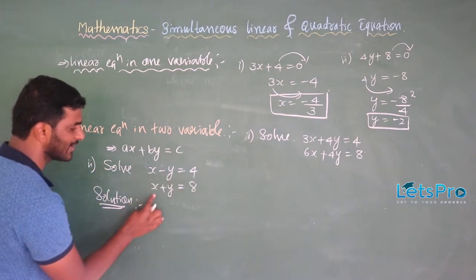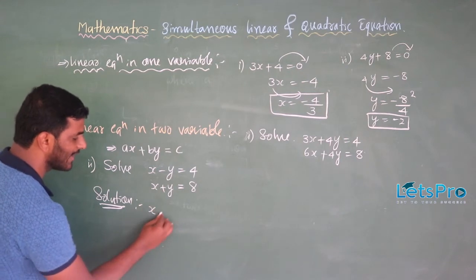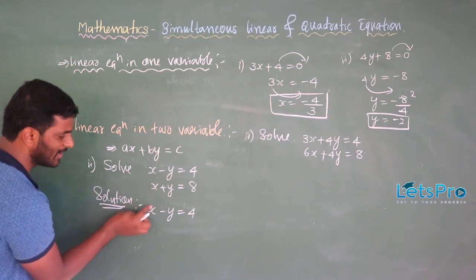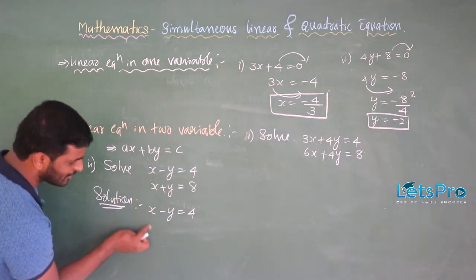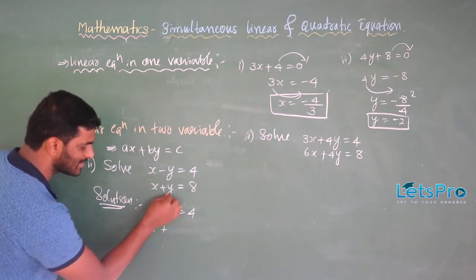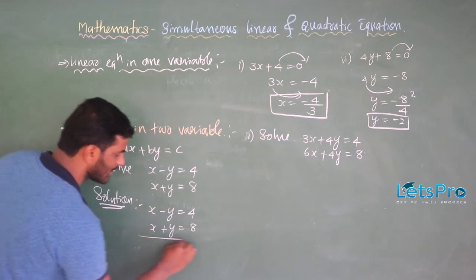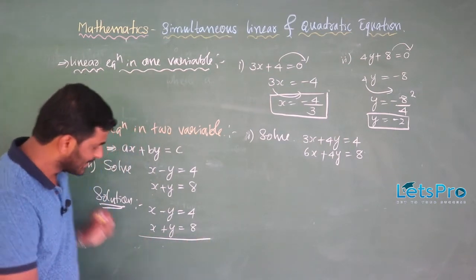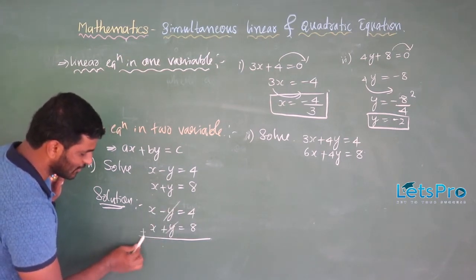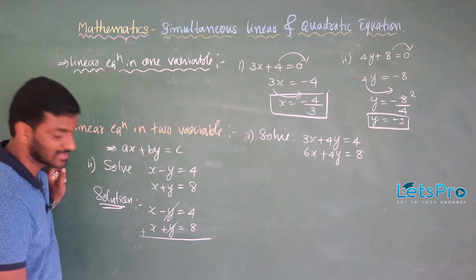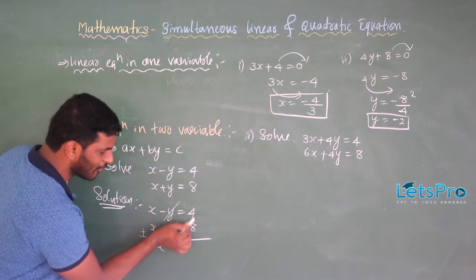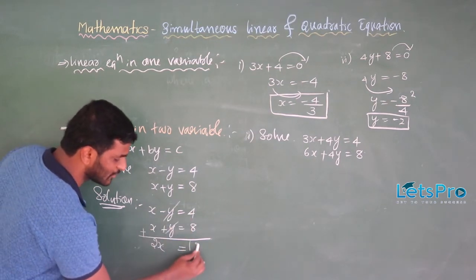x minus y is equal to 4, x plus y is equal to 8. You just write x minus y is equal to 4 as it is. Take the second equation. There is an x variable. Write it below the first equation: x, plus y, and that is equal to 8. In this case, there is a plus y and there is a minus y. You just cancel them. x plus x, as you know, addition of two elements, x plus x is 2 times x, and that is equal to 4 plus 8. 4 plus 8 is equal to 12.